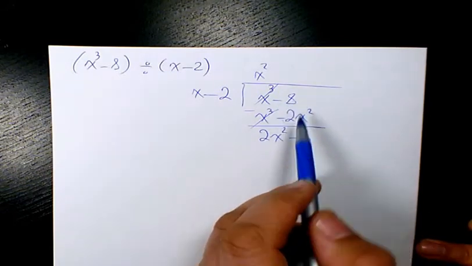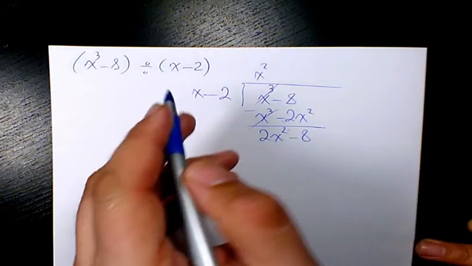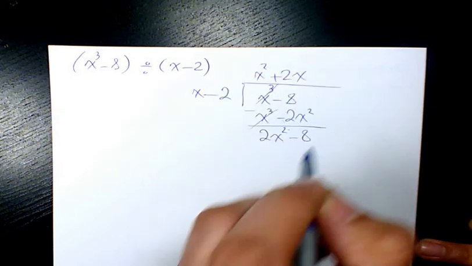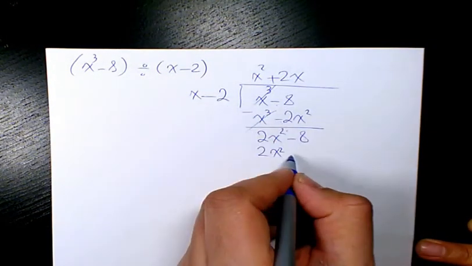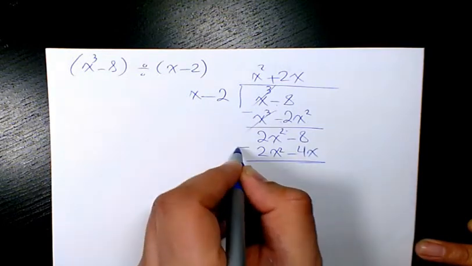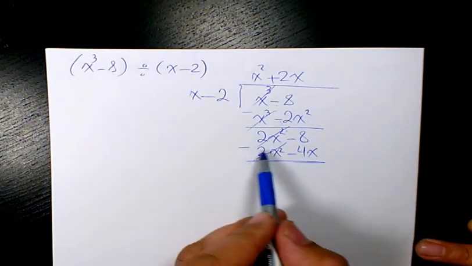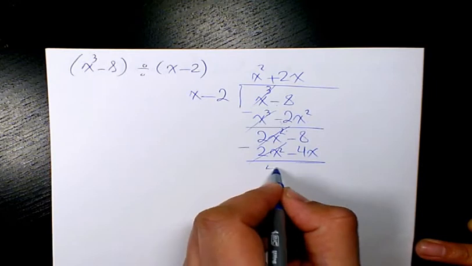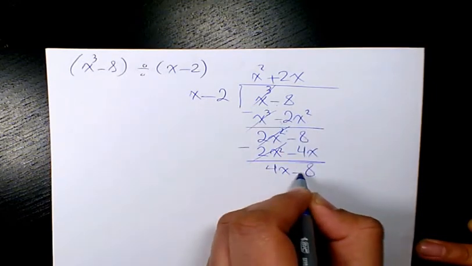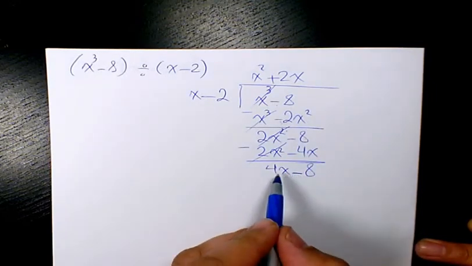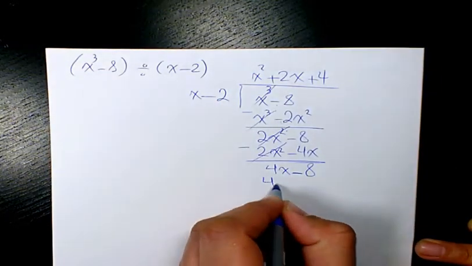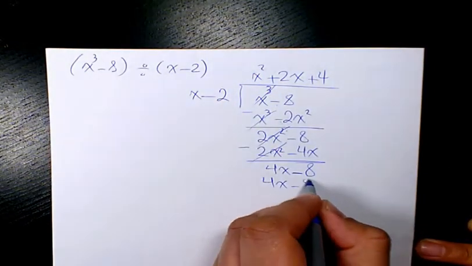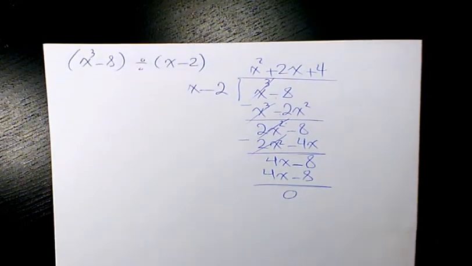2x squared minus 8. 2x squared divided by x is going to be plus 2x. 2x times x, 2x squared. 2x times negative 2, negative 4x. Subtracted, these two cancel out. Again, that's going to be plus 4x minus 8, on like terms. 4x divided by x, 4. 4 times x, 4x. 4 times negative 2, negative 8. So when you subtract it, it's going to be 0.